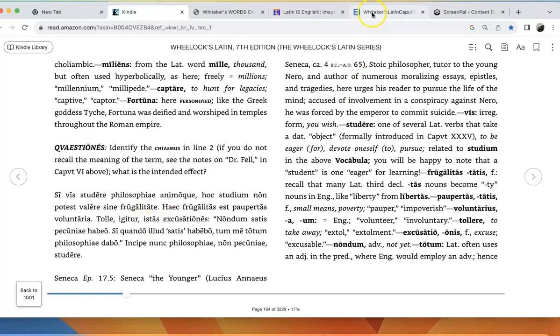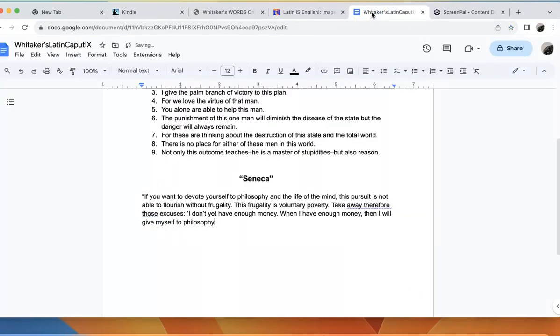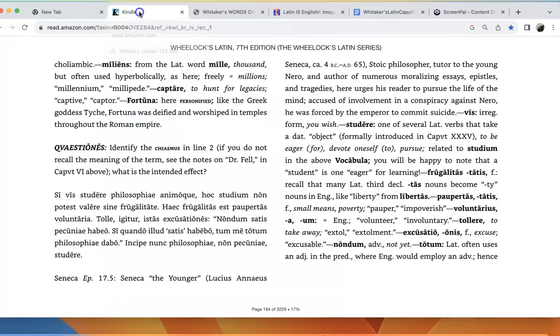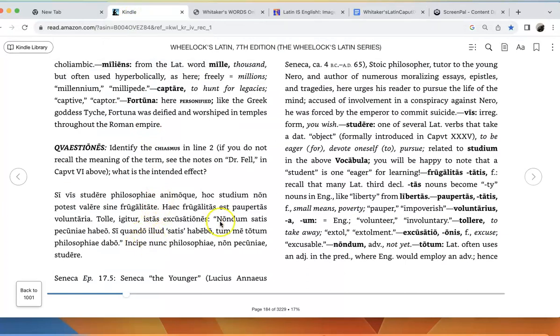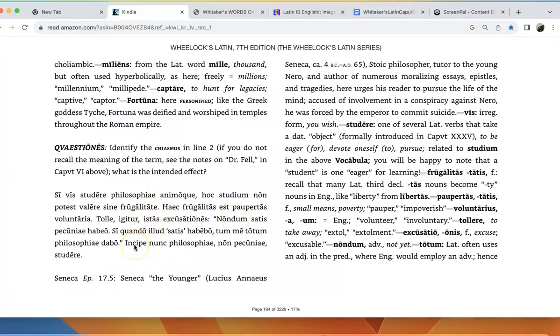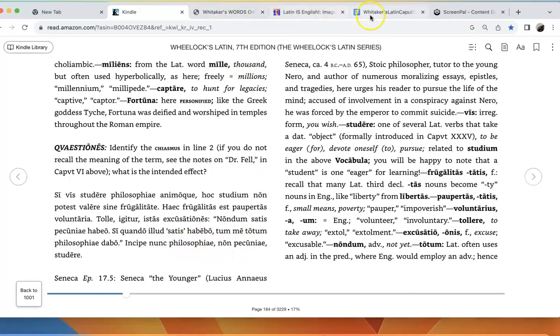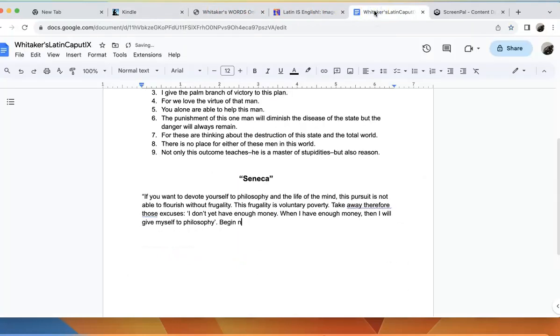Okay, and then let me fix the punctuation here. I'll go back and look at that grammar note in a second to see what the deal with that is, but right now moving forward. And then the last one is incipe, where we get words like incipient, inception. It's also in the imperative. So begin now to study philosophy, or to devote yourself to study philosophy, not money.